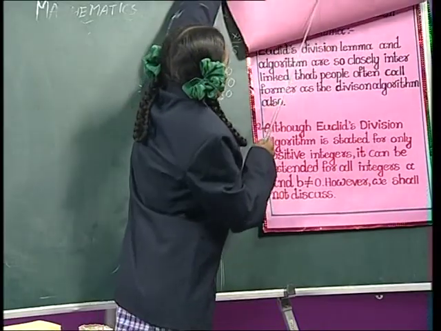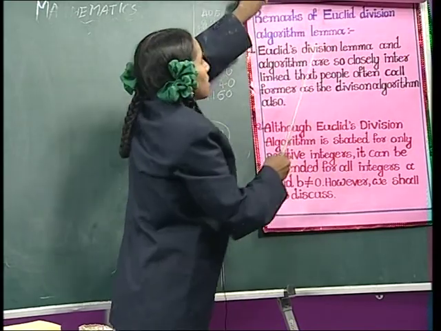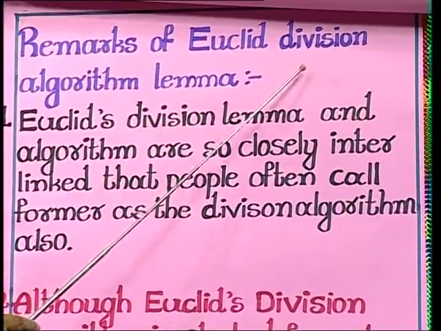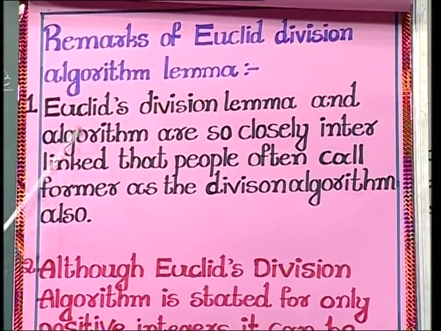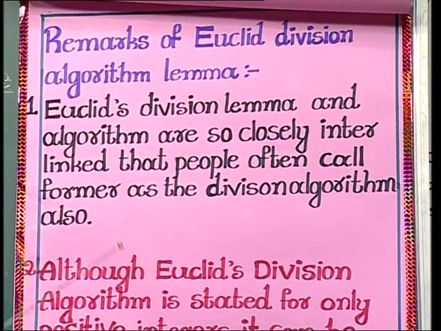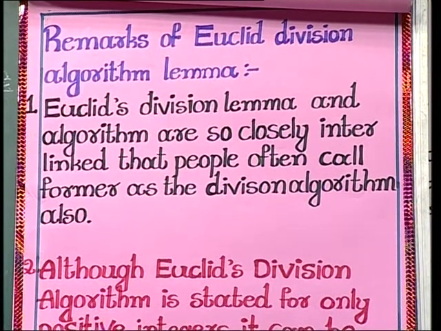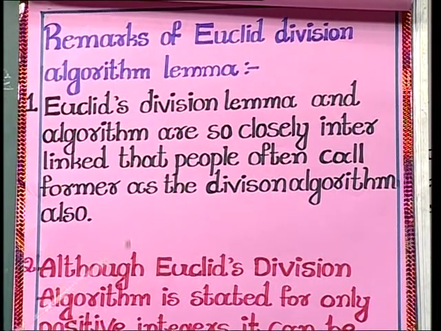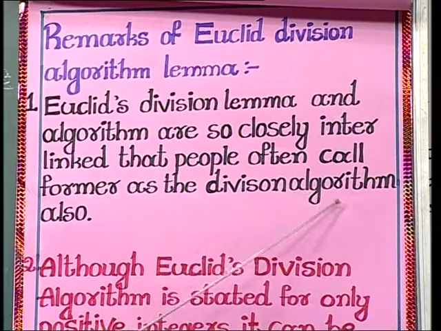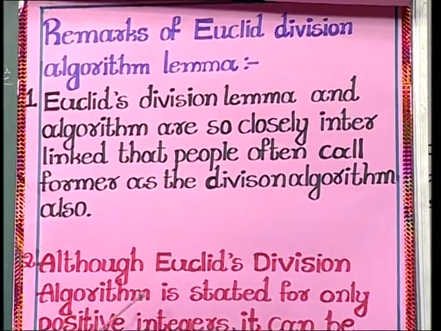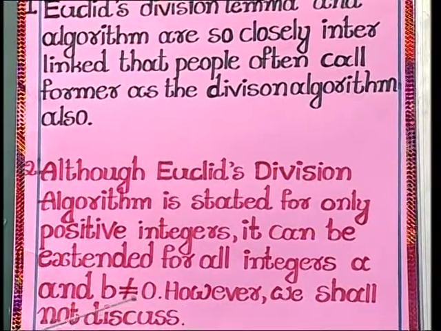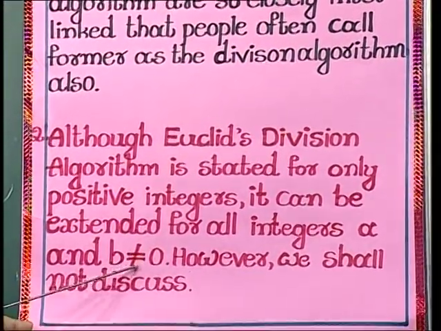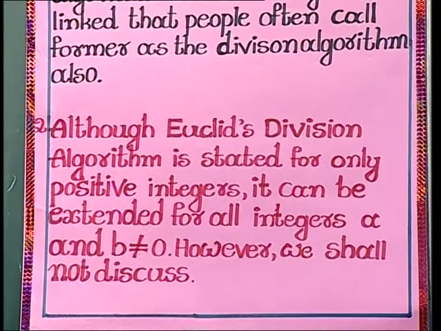And last, we have discussed the remarks of Euclid division algorithm and lemma. The first remark is that Euclid division lemma and algorithm are closely interlinked, so that people often call the former the division algorithm also. Although Euclid division lemma is only for positive integers, it is not for negative integers. That means b is not equal to 0 here. Let us see the slideshow.